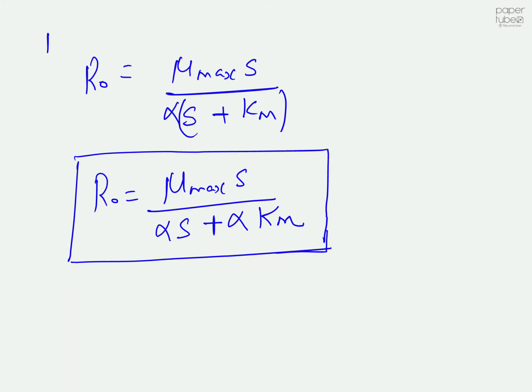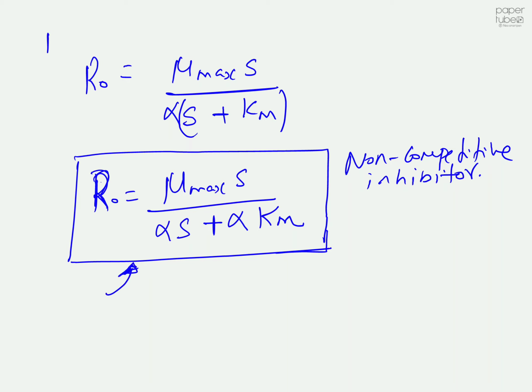Okay, so this is good. So that's the kinetic expression for when you are going to deal with a non-competitive inhibitor. So if we have a non-competitive inhibitor, then our initial velocity as a function of substrate concentration can be expressed using this expression. R0 is equal to mu max multiplied by S divided by alpha S plus alpha Km.